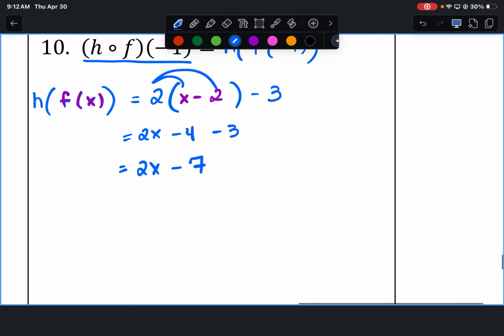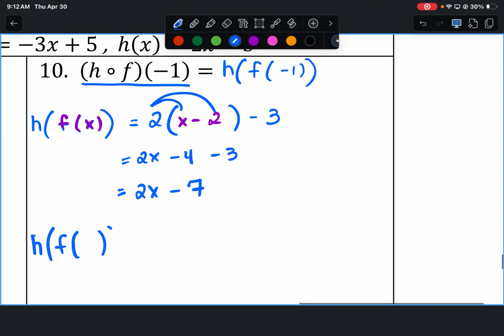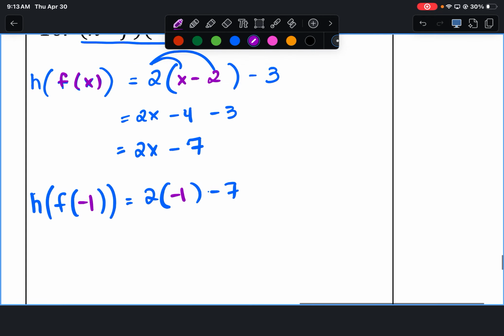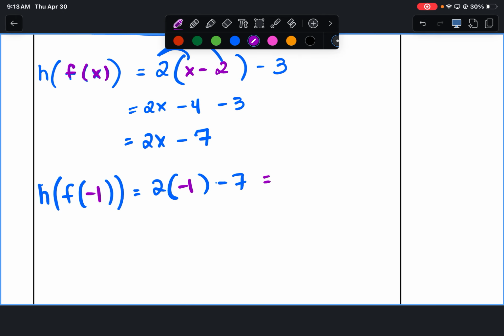And now we're going to actually do the h of f of negative 1. So I'm going to actually plug in what for x? Negative 1. So what is 2 times negative 1? What is negative 2 minus 7? Negative 9. That is our answer.